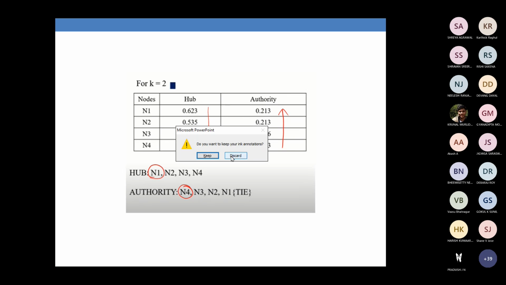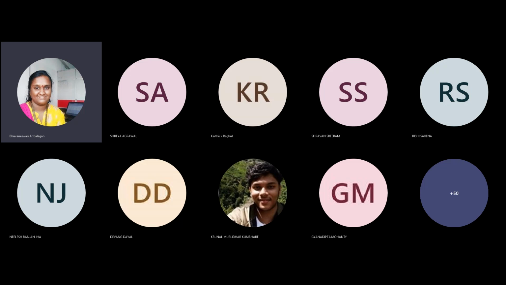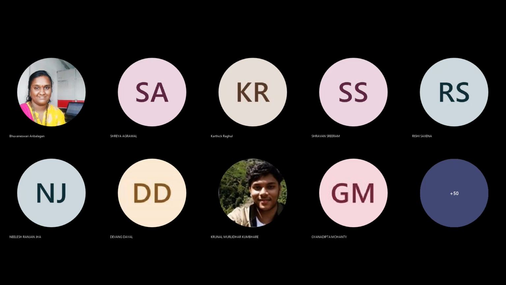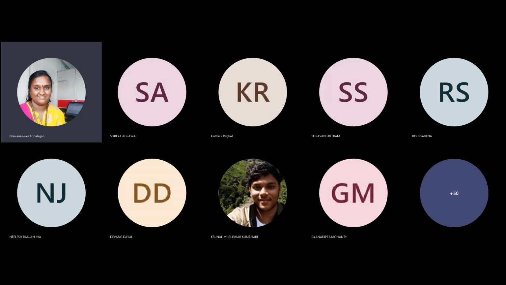Ma'am, the ranking of the nodes would still depend upon the number of outlinks and inlinks, no? Yeah, sure. There is no difference, there is no change in that. But the thing is, you are updating the value of the hub and authority, right?